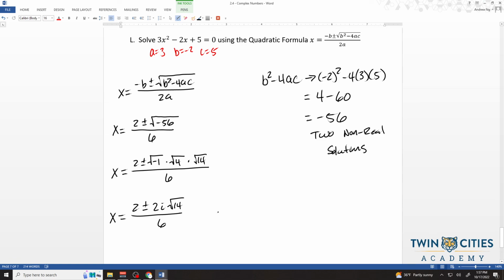And I can simplify this. X equals, these are all even, so I'm going to divide these by 2. This will be 1 plus or minus i square root of 14 over 3.